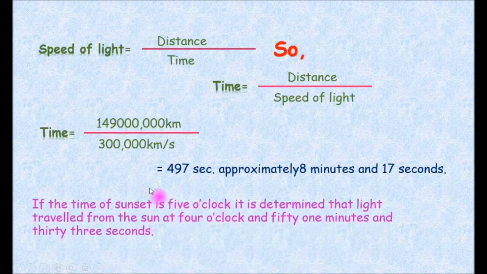That means if the time of sunset is 5 o'clock, it is determined that the light traveled from the sun at 4 o'clock and 51 minutes and 33 seconds.